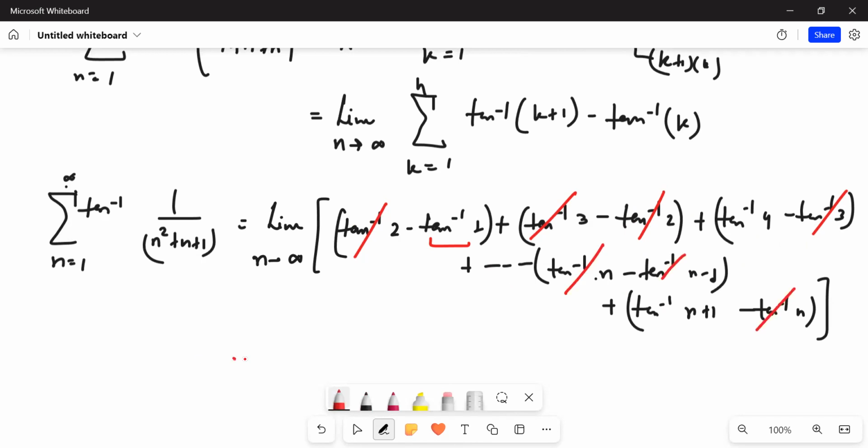So the only thing surviving is this tan inverse (n plus 1), which would be pi by 2 as n tends to infinity. And this tan inverse 1 would be simply pi by 4. So I'll write pi by 4 here. So the answer should be pi upon 4.